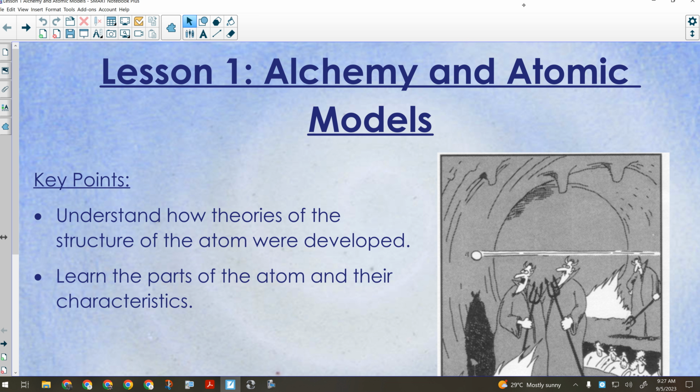So understand how the theories of the structure of the atom were developed. Basically, why did people think the atom was a solid sphere, and then they thought it was plum pudding, and then they thought it was this thing. Kind of why our understanding has changed over time. And then learn the parts of the atom and their characteristics. That's probably going to be a review because you probably already know what makes up an atom, but we go over it again, in terms of the structure and the currently accepted model of the atom.